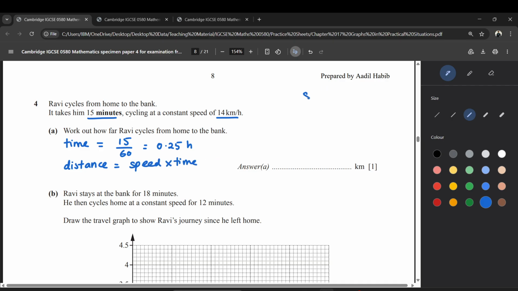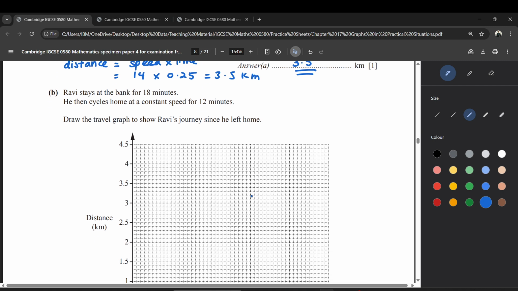Now remember, you should know the basic formula, and then you can just change the positions accordingly depending on what variable you need to find. So this is our general formula, and then you can just play around with it. So speed is 14, time is 0.25, so therefore the answer will be 3.5 kilometers.